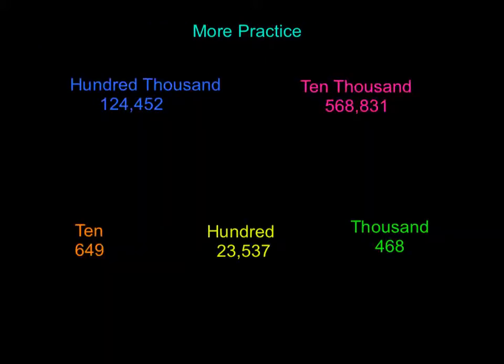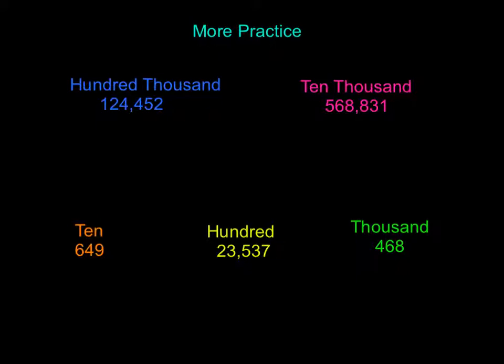Just for a little bit of added practice here, we have a few others. And as you can see, in this case, they're not underlined. They tell us which place value they would like us to round to. So we're going to go ahead and round to the place values which are stated, still following our poem. On our first one, we have 124,452 to the nearest 100,000.